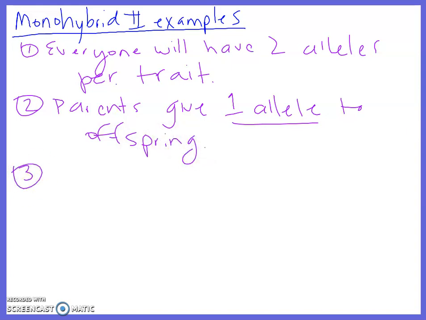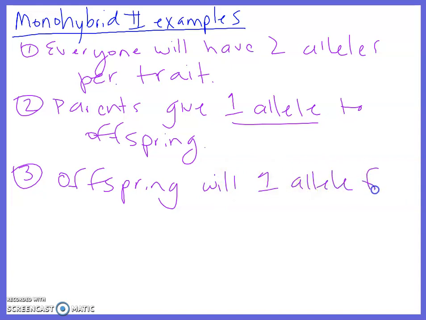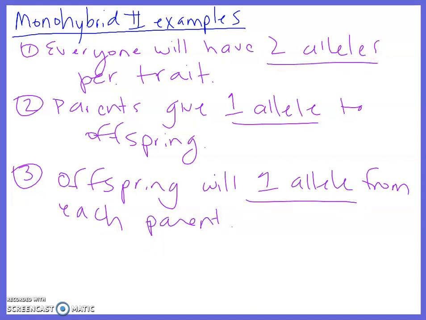Then, just from that, we can say that offspring will have 1 allele from each parent for 2 total alleles. This will just be helpful to us whenever we are looking at these problems so that we can remember how we're going to be working backwards. Alright, so we're going to go ahead and take a look at problem number 1 on the Monohybrid 2 problems.